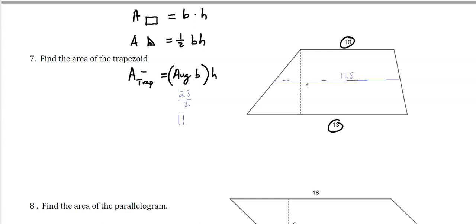So average base times height, which is 4, should give me an answer of, what's that, 46. So the correct answer for the area of this trapezoid is 46.